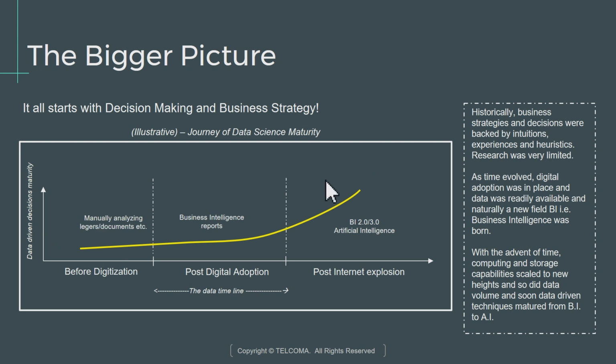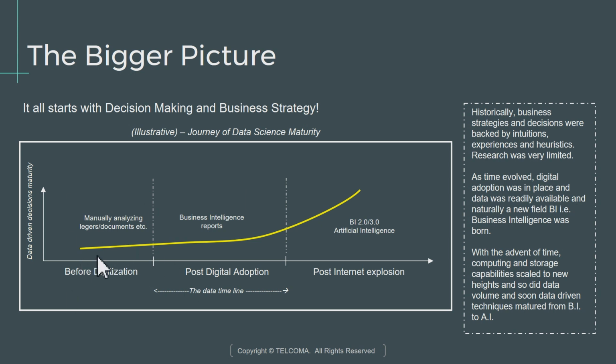So as time evolved, digital adoption was in place and data was readily available. And naturally, a field, business intelligence, was born. So what happens over here is there's an organization, they want to take a new business decision or probably a new strategy for a defined outcome. So let's say they want to increase their revenue. How do they increase their revenue? They'll have a couple of business questions and they need answers to those questions. That's when you have intuitions, experiences, heuristics in place.